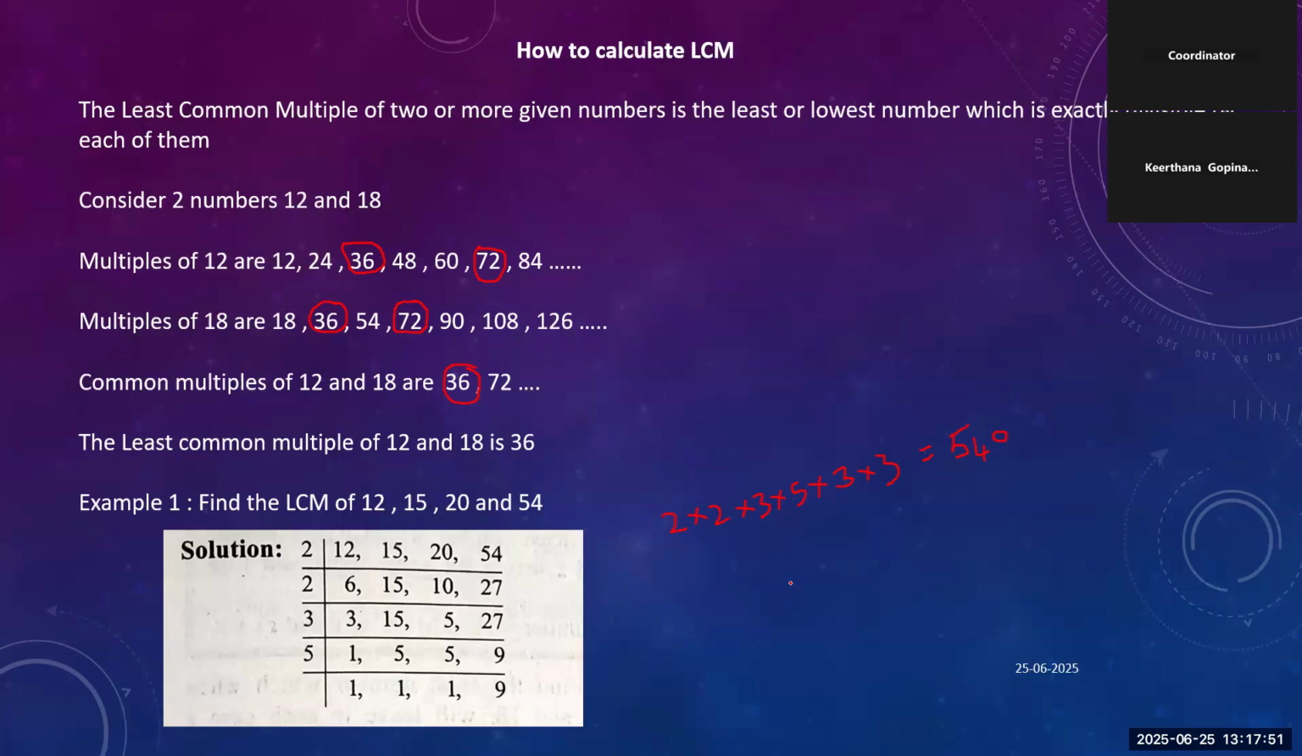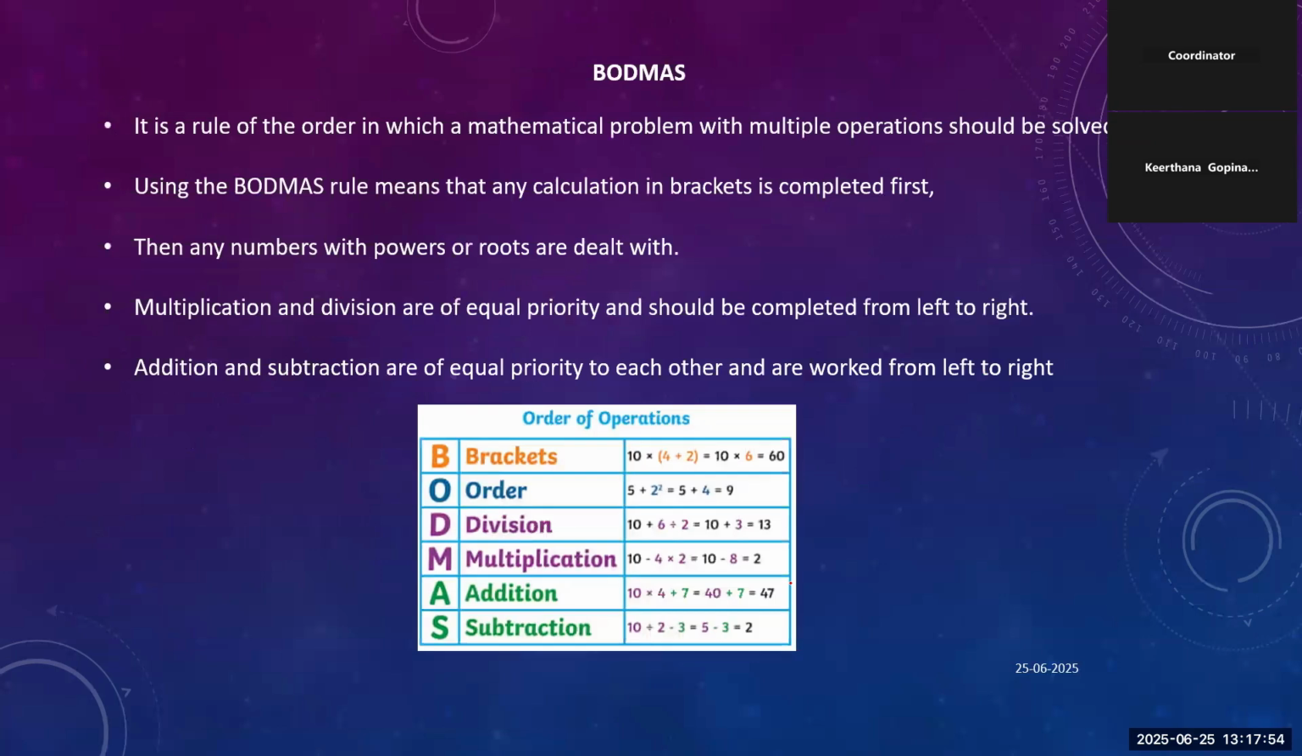The other concept we saw in the earlier slide was BODMAS. What is BODMAS? BODMAS is the order of carrying out any mathematical operation, not only multiplication. It is the order of carrying out mathematical operations when there are multiple operations in a problem.